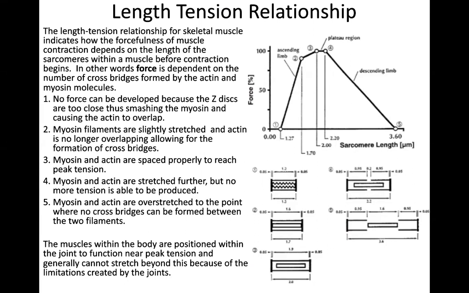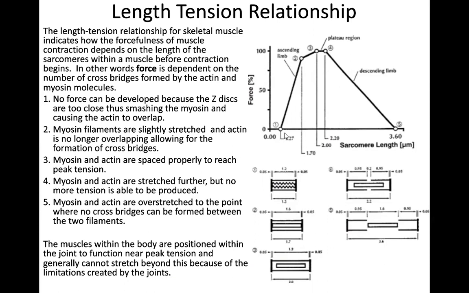No, it's already at its shortest point. So at this point, no force can be developed, and that's why it's at 0. Okay, because the Z discs are already so close together. Myosin and actin are, as you can see, smashed, and there's no way to shorten it any farther.